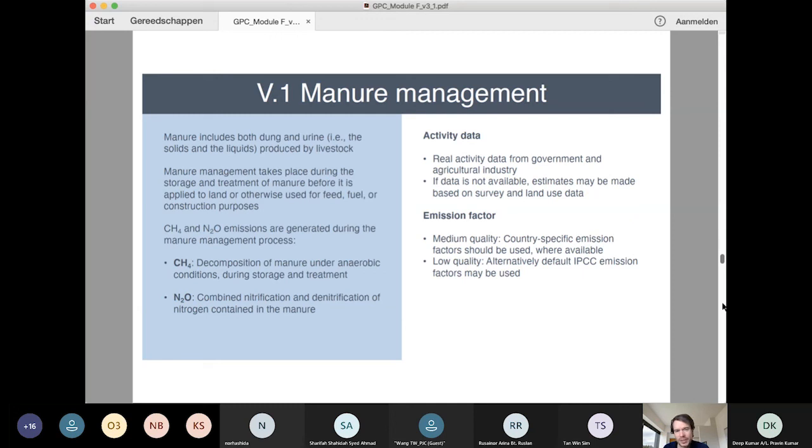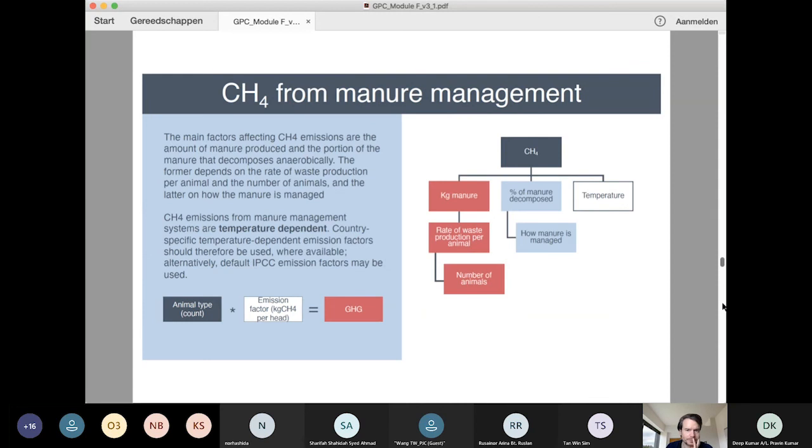Again, the key thing here is obtaining data on the amount of livestock, because that will also give you a good indication of how much manure they produce. You can also try and get data from government or agricultural sources. Emission factors, again, try and use country-specific emission factors where you can. Otherwise, use IPCC emission factors, which may be lower in quality, but they're available as well.